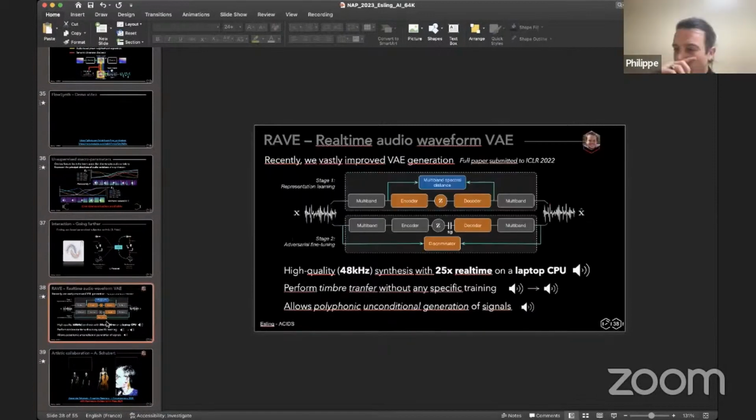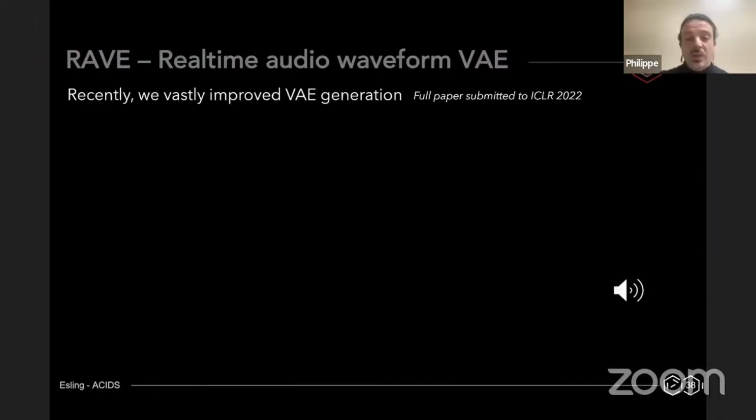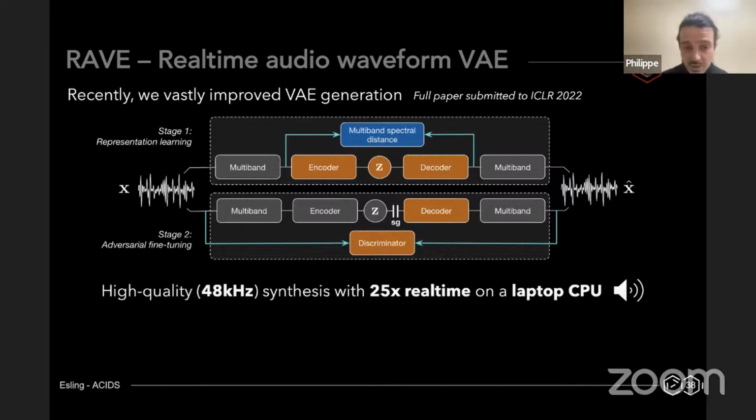So yeah, I'm just going to show a few of the things we've done with that. Basically, I showed quickly this RAVE model that we've been developing with Antoine Caillon. This was kind of the opposite way around. We started by trying to find the most efficient way to do generation. The whole thing relies a lot on this multiband decomposition, which allows us to have a very lightweight model. This gets us high quality 48 kilohertz synthesis at 25 times real time on a laptop CPU.